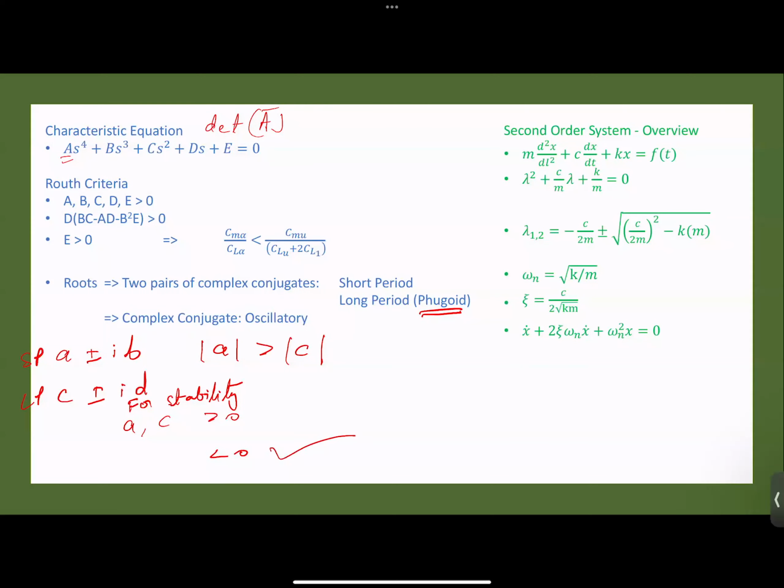Now you can get two separate equations for each of these modes, for the short period and for the long period, using their roots, and compare each of them with a typical second order system. You can get the equations in this form, right? So for each of those modes, you have two separate comparisons with a typical second order system. And from there, you can see the natural frequency and the damping ratio.